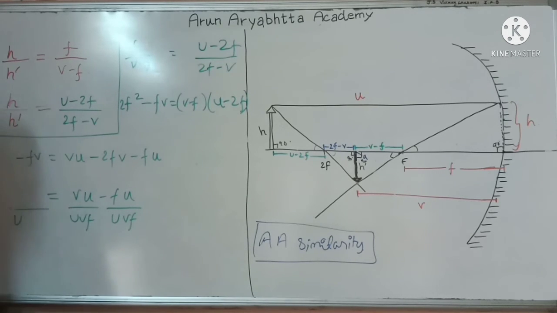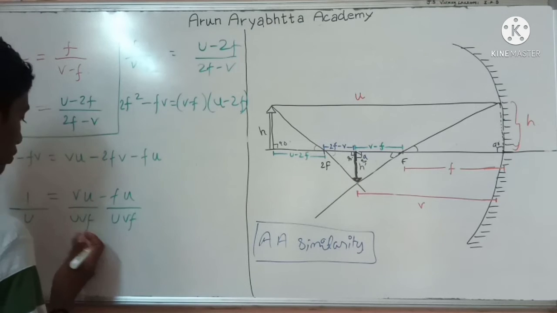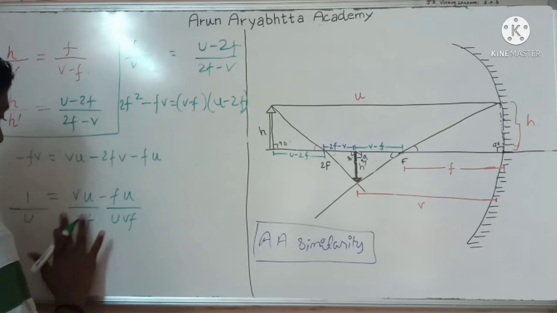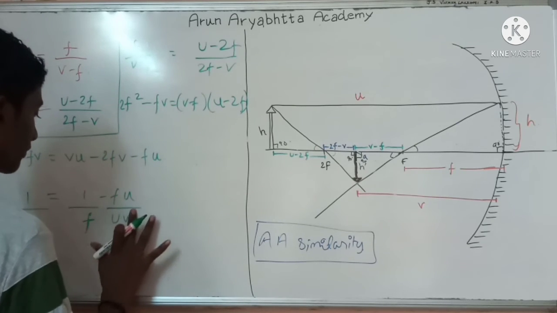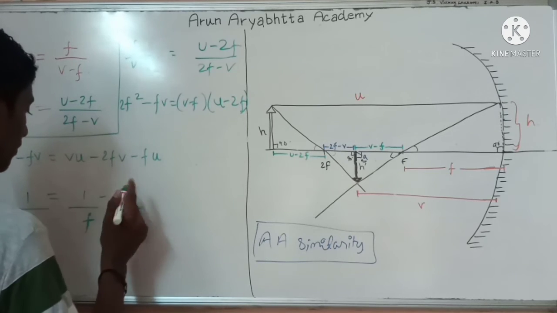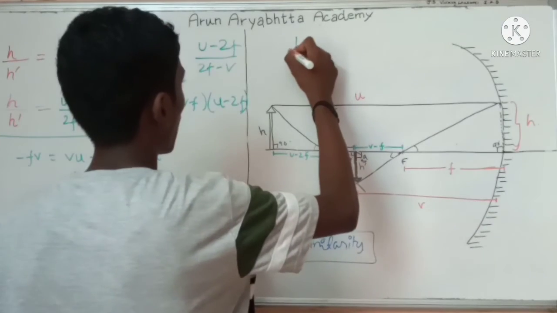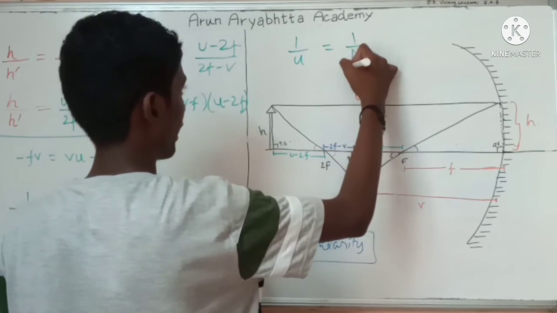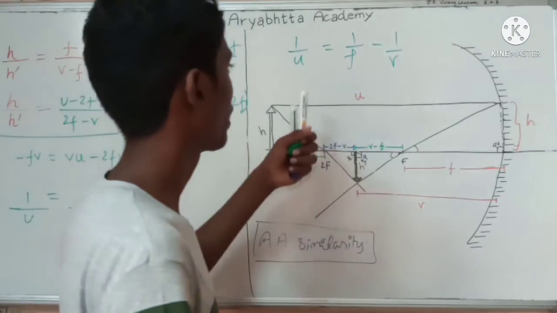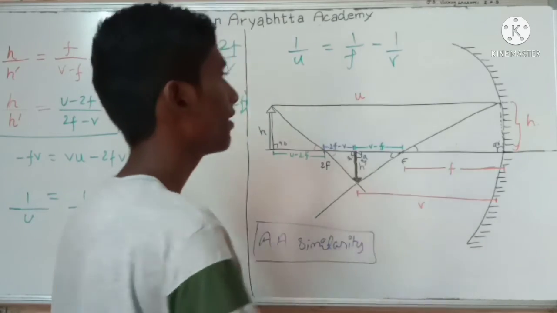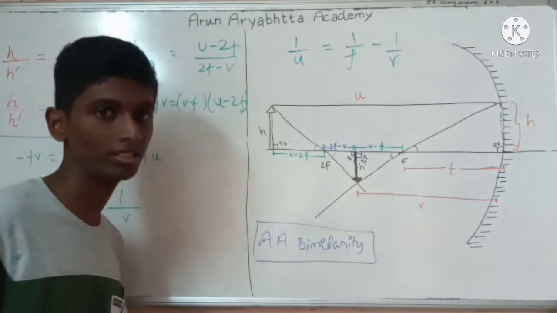I will get 1 by u equal to, here vu cancels, 1 by f, and here fu cancels, minus 1 by v. So the equation is 1 by u equal to 1 by f minus 1 by v. If we are given the object distance and the focal length, we can find the image distance, and if we are given the image distance and the focal length, we can find the object distance, and vice versa.